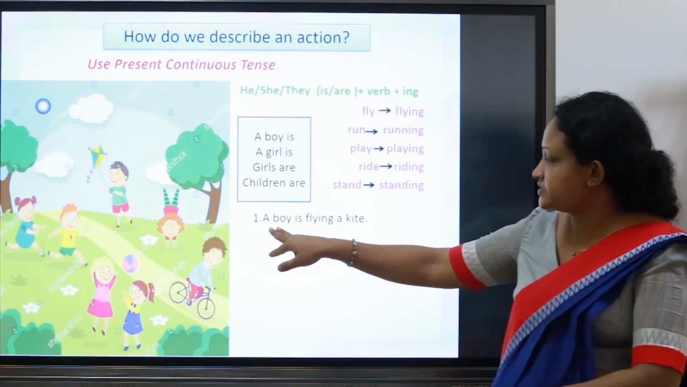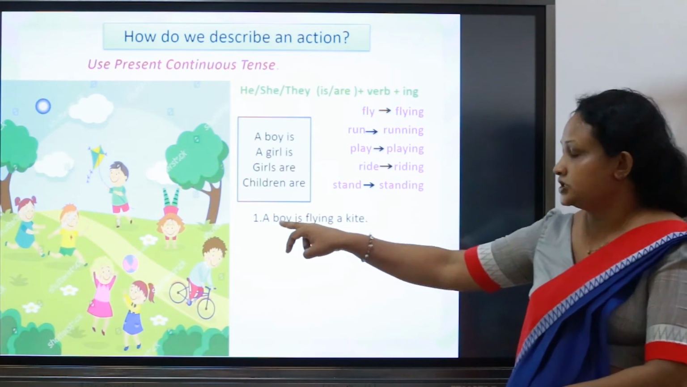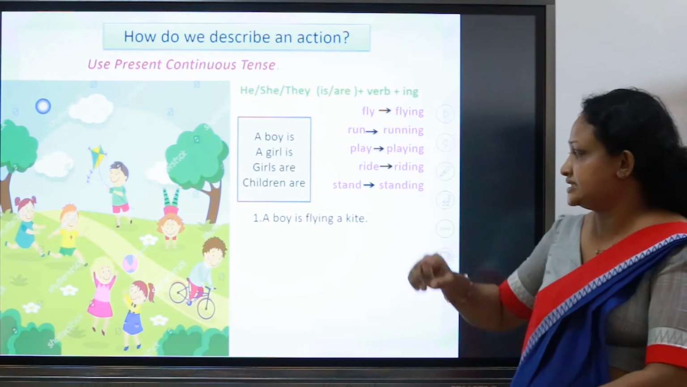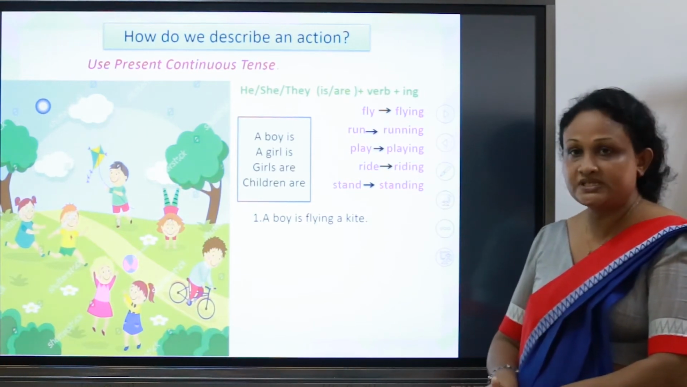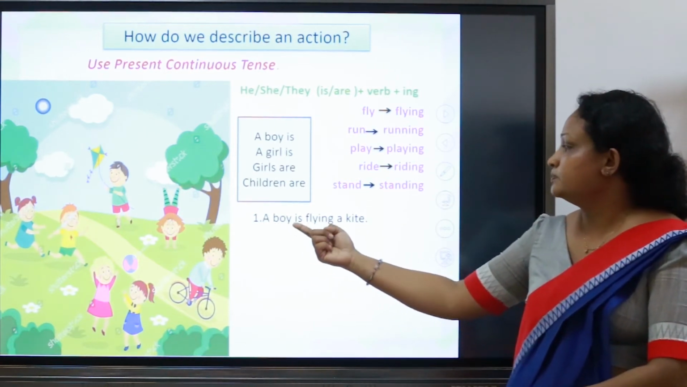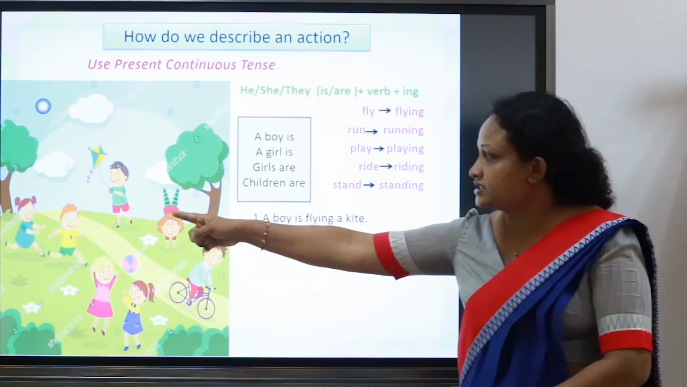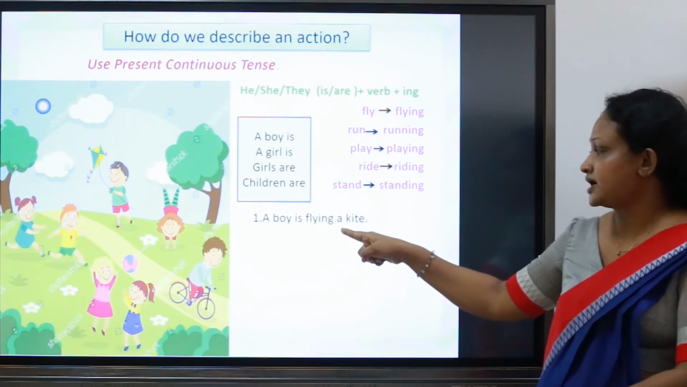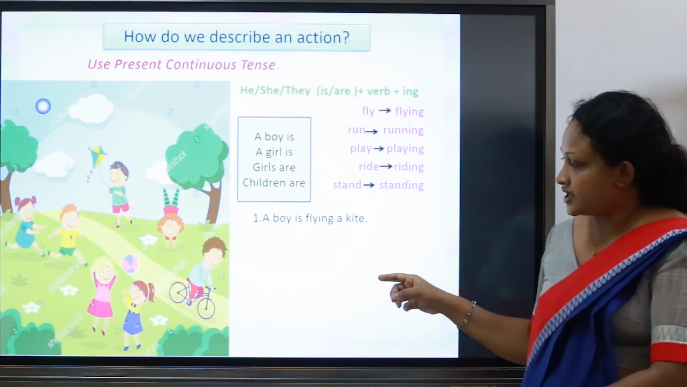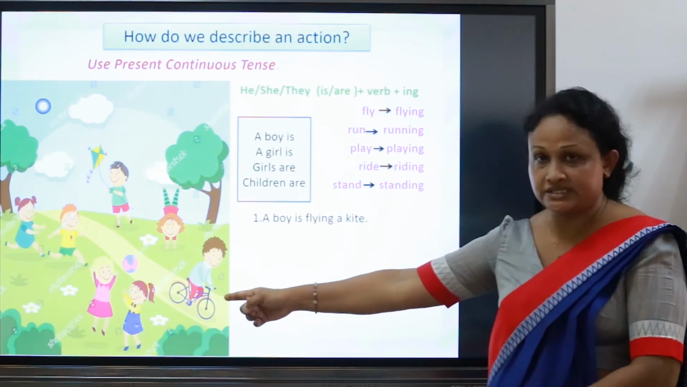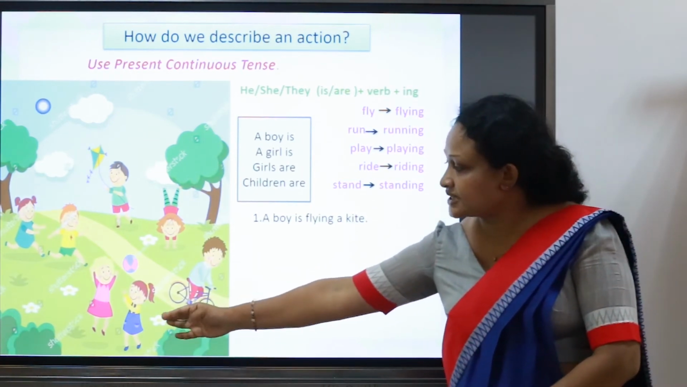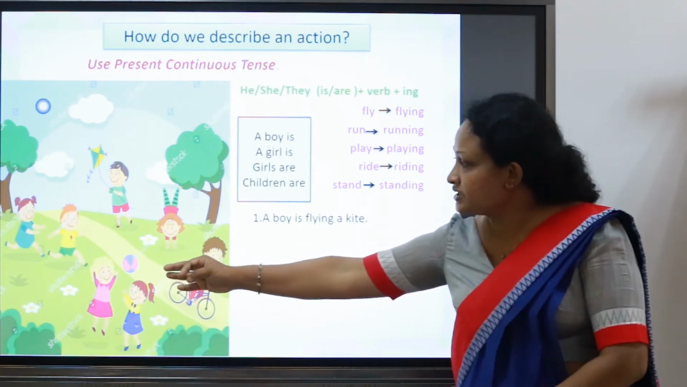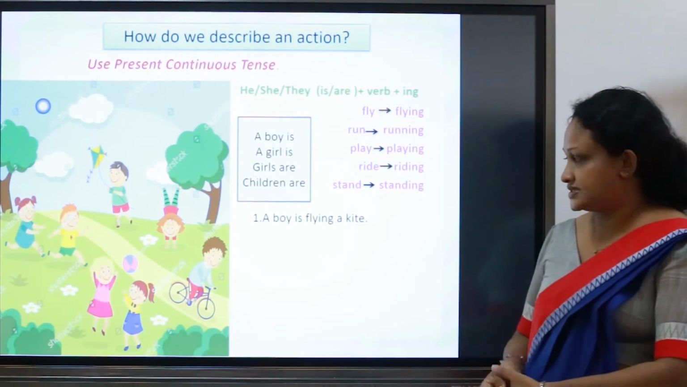Taking the subject as a boy. A boy is singular, so we have to use the be verb as is. So how do we build up the sentence? We can write a boy. Here there's a boy, he's flying a kite, so we can write a boy is flying a kite. And here there's another boy, he's riding a bicycle, and there are some girls, they are playing with the ball, and some are running. And so let's write these actions.